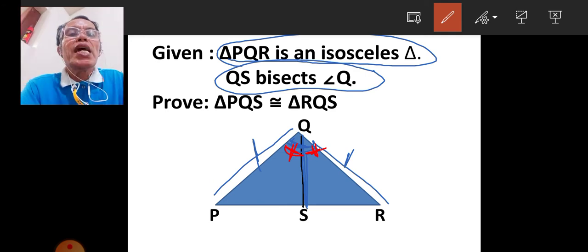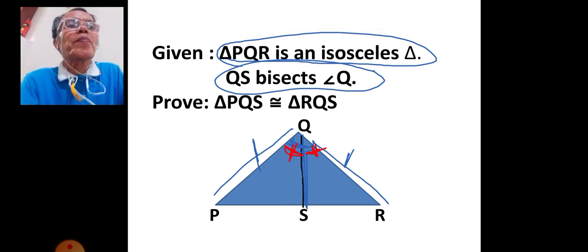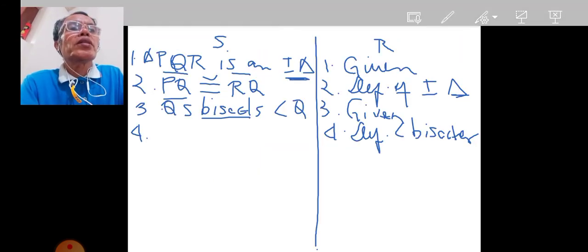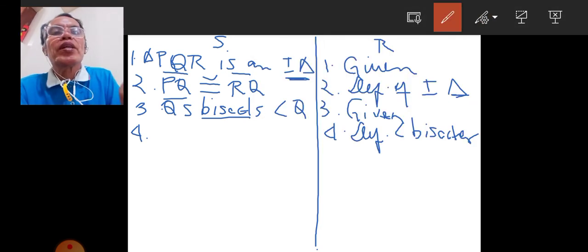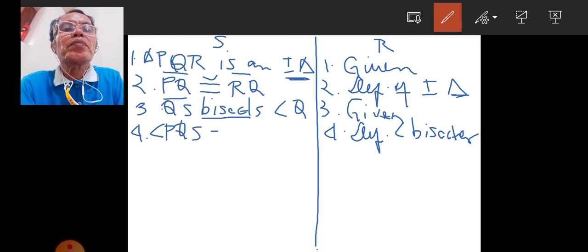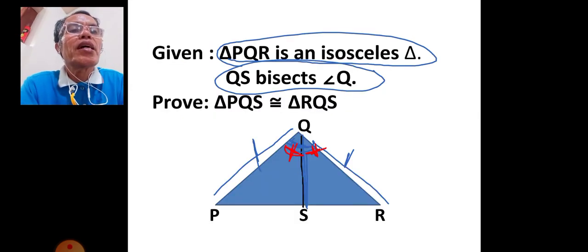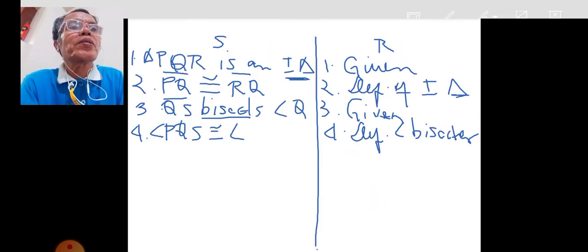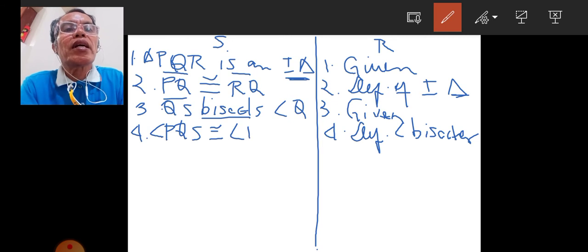So that is angle PQS must be congruent to angle, what is the other angle? RQS. So that is angle RQS.